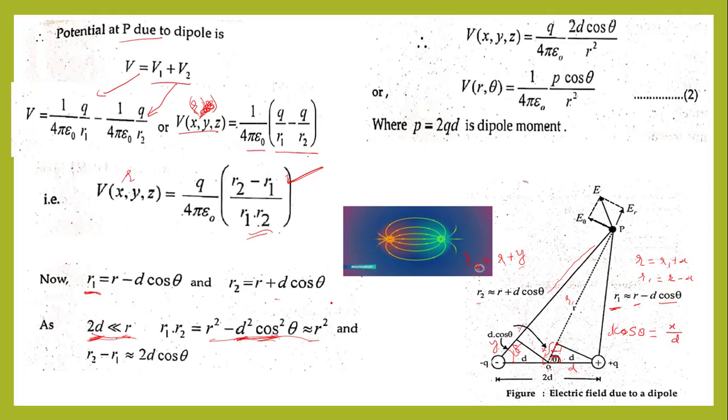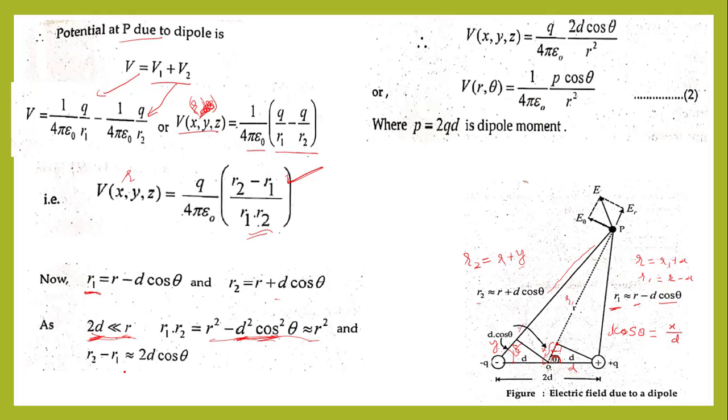So we can write it this way: r2 minus r1 is 2d cos theta, and r1 r2 we can write as r square. Here we write r square, and in place of r2 minus r1 we write 2d cos theta, okay? So that can be written, and therefore this expression becomes, so V of r is equal to, I am writing x y z here because I have taken Cartesian coordinates, we can write that q over 4 pi epsilon naught, and in place of this I can write 2d cos theta over r square, right?